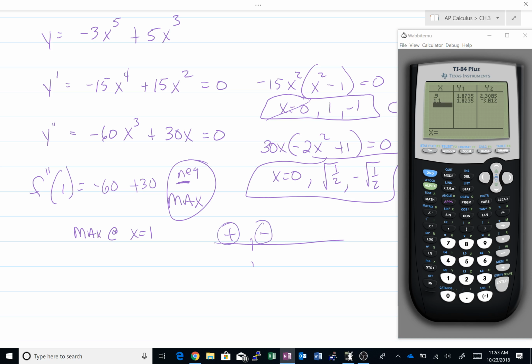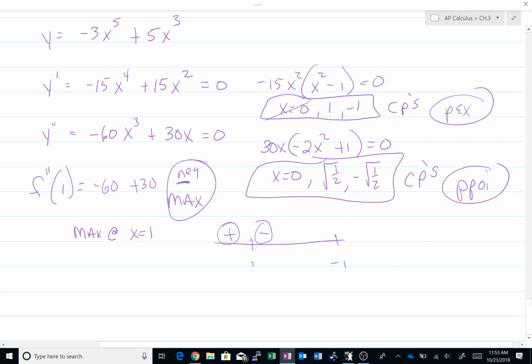Okay, now let's do negative 1. Let's find out what it is. f double prime of negative 1 is going to be a positive 60 minus 30. I get a positive, so it's a min. So we have a min occurring at x equals negative 1. All right, so we got my maxes and mins out of the way, guys. Now let's find our POIs, or our points of inflection.